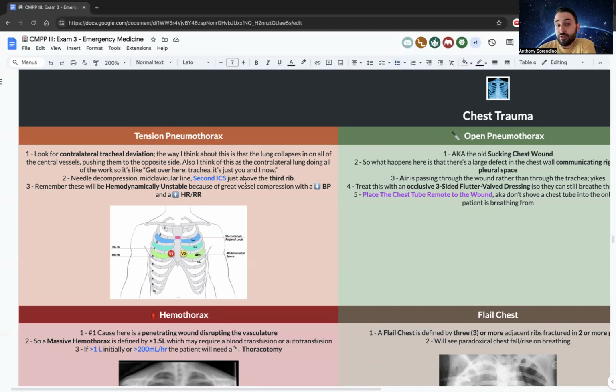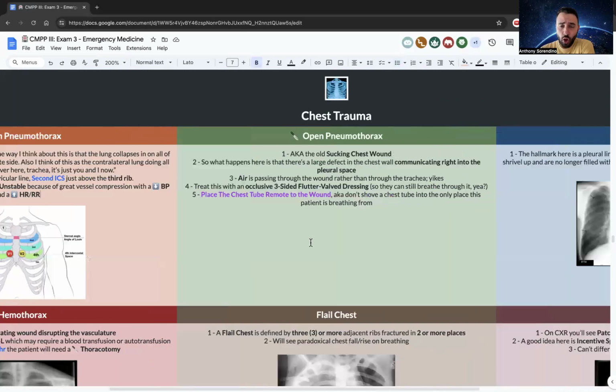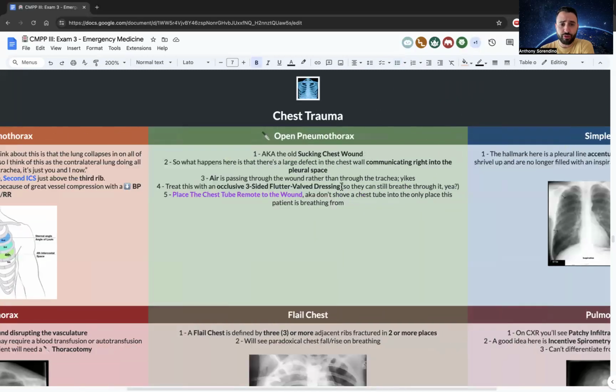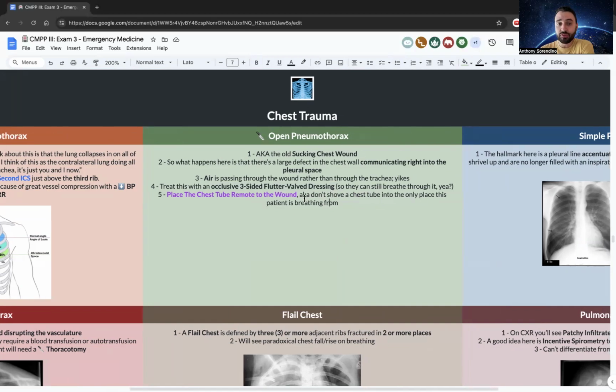And remember, the definition of a tension pneumo, despite the mechanism of injury, is hemodynamic instability. Open is going to be your sucking chest wound. You want to do a 3-sided flutter valve. You don't want to cover this completely because they're breathing through that hole. And you also don't want to shove a chest tube into it. So you want to do the chest tube remotely.